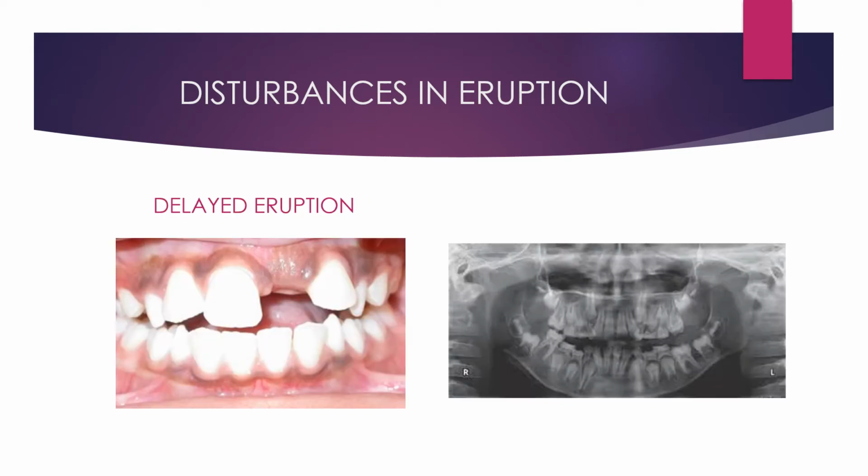Eruption can also be delayed. The slide on the left shows delayed eruption of tooth number 9. It appears that the deciduous central incisor was lost early, allowing thick fibrous tissue to fill in. The correction is to remove the fibrous tissue to allow the tooth to erupt. And crowding may also delay eruption, as you can see in the panoramic X-ray on the right.